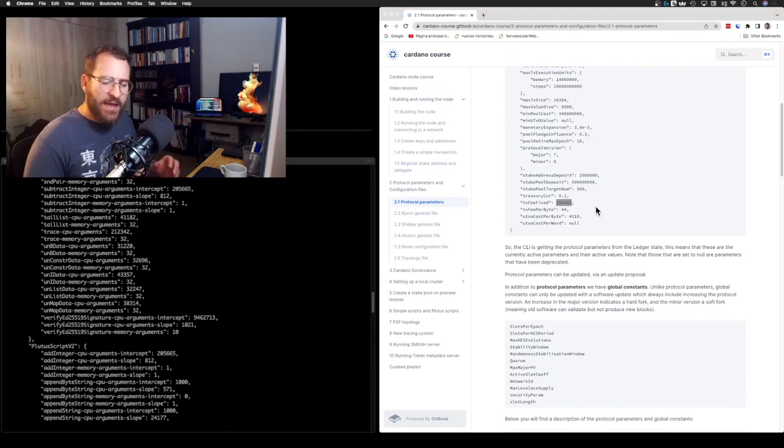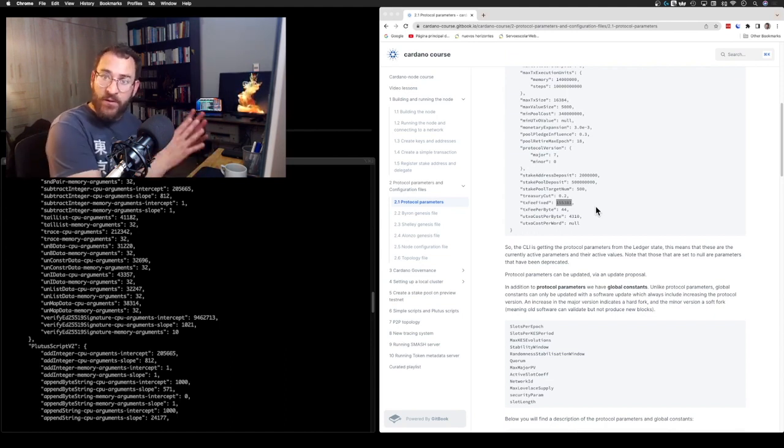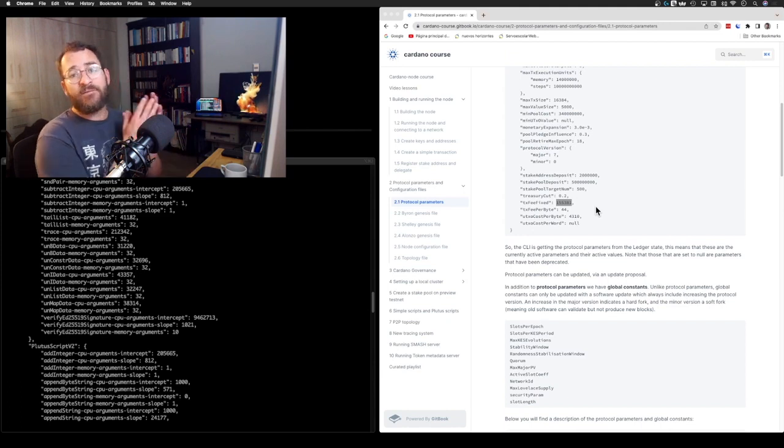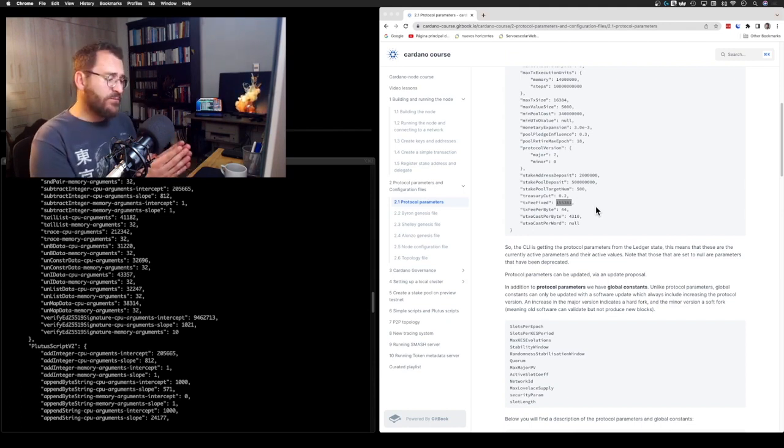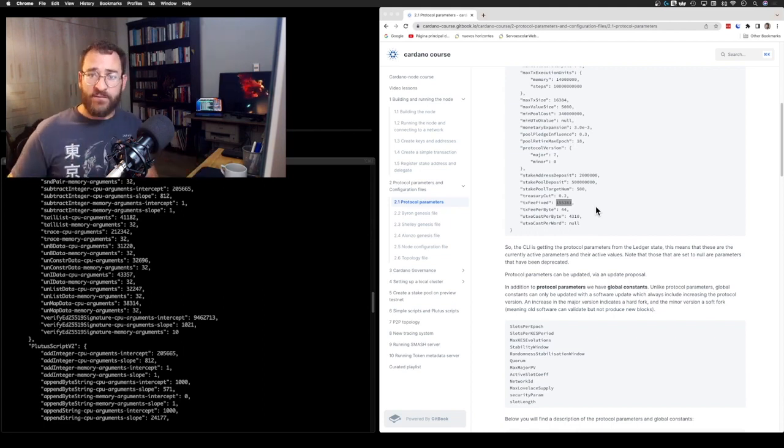Well, remember that at the beginning, in the Byron era, Cardano started as a federated system. This federation was composed of Cardano Foundation, IOHK, and Emurgo. So these three entities were the only ones responsible for producing blocks, but also for the governance of the system.